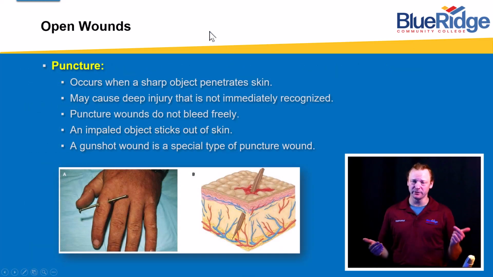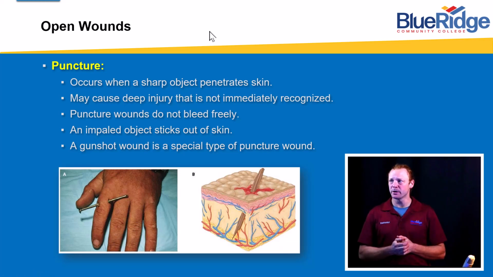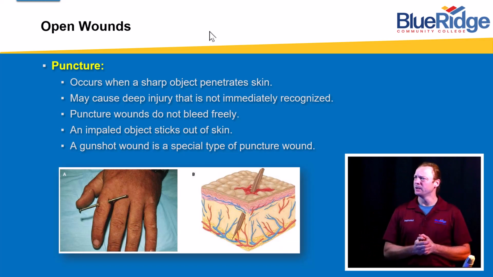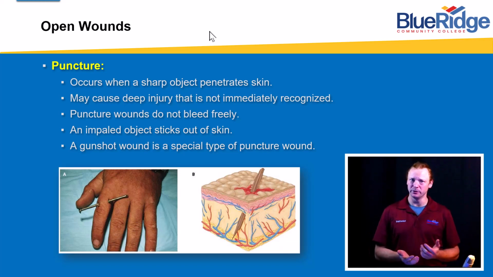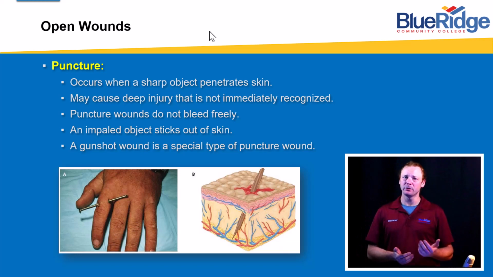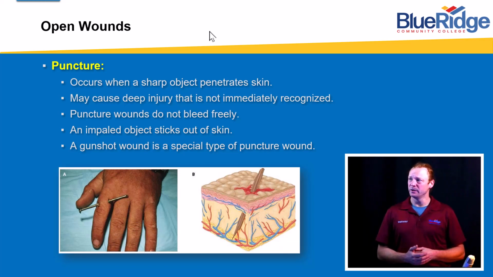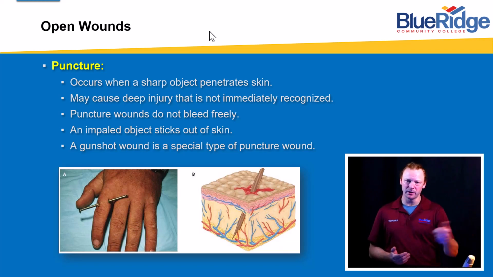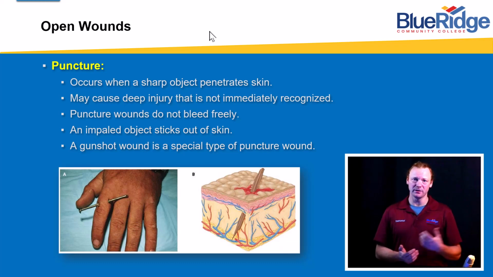Punctures, this is where something actually is pushed into the skin. It occurs by not necessarily sharp objects, but something penetrates the skin. It may cause a deeper injury that is not immediately recognized by us from the outside. They don't typically bleed heavily or freely from the outside. And an impaled object sticks out of the skin. A gunshot wound is a special type of puncture wound. If the impaled object has been removed prior to you getting there, not because you removed it, then it is a penetrating wound, as opposed to an impaled object.